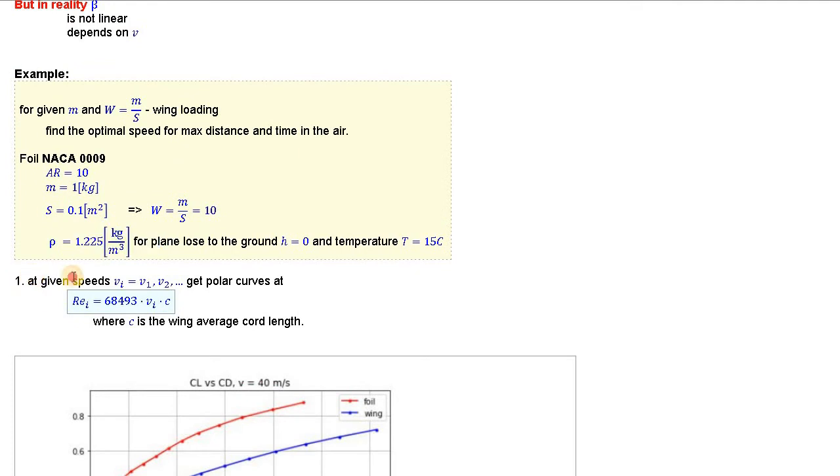So the first step is to actually look at the speeds that we are going to operate. Let's say we would like to operate at some range of speeds, from minimum speed to maximum. We divide this interval into a number of speeds, and we need to do it because for each speed you're going to have a different Reynolds number. The Reynolds number is proportional to the speed and to the chord length, and is given by this equation. You can derive it, but I have done it already. So for each speed, we have a different Reynolds number.